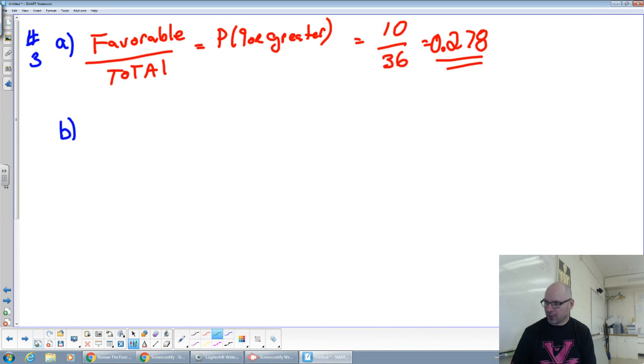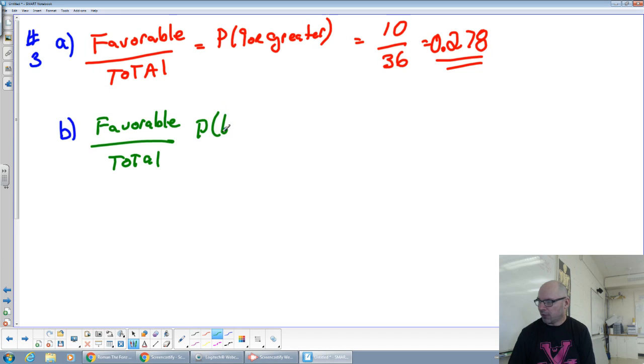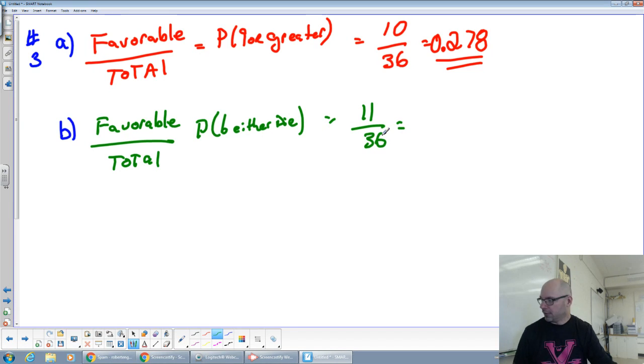So for this one, we have favorable over total. Getting a 6 on either die is 11 over 36, which you can figure out as a decimal as well. 0.305. So we'll round it off like that.